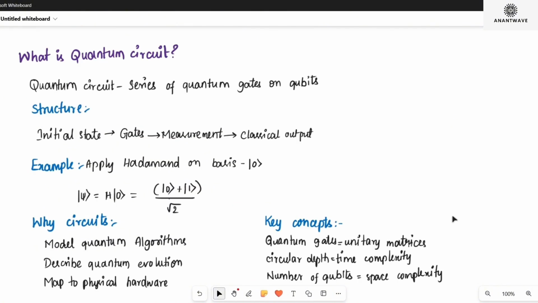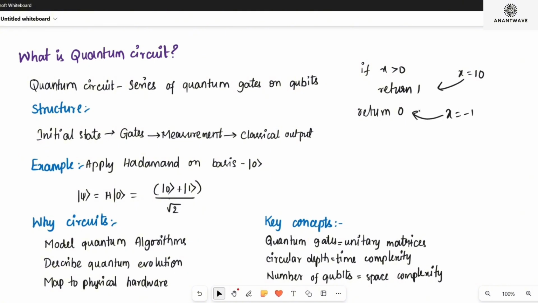Let's compare classical and quantum programming. Classical programming uses deterministic logic. Let's say we have a program: if x is greater than 0, return 1, whereas if x is not greater than 0, return 0. So if x is 10, it will return 1, and if x is minus 1, it will return 0.